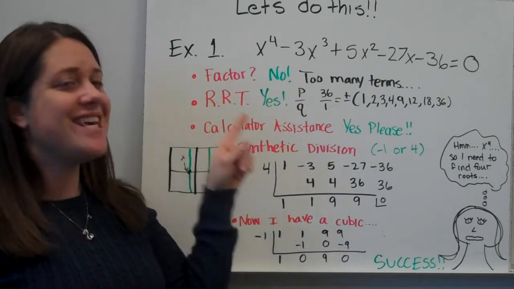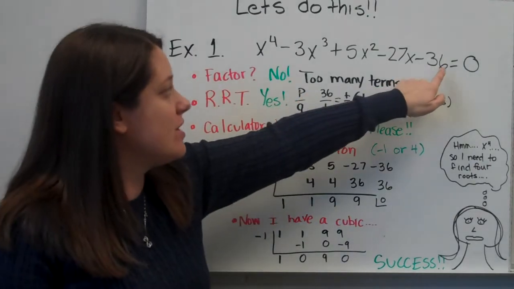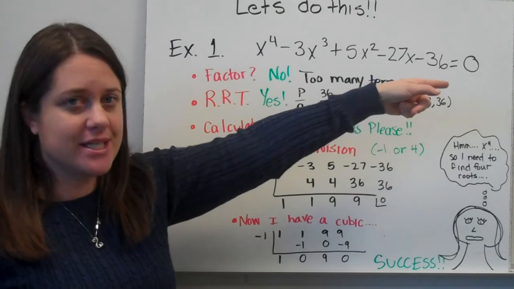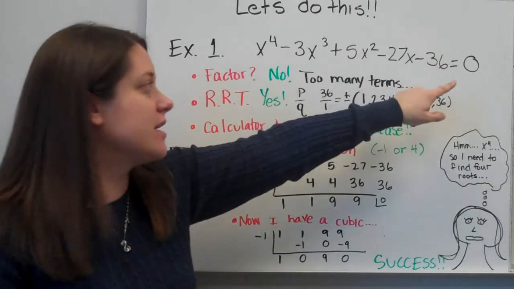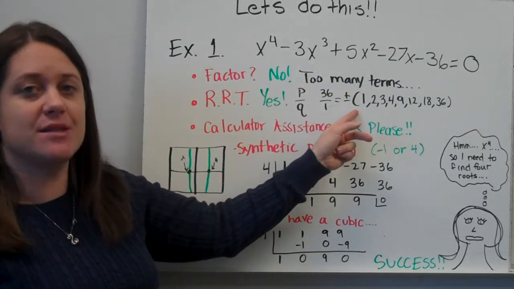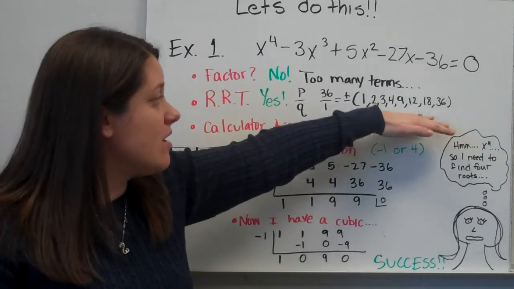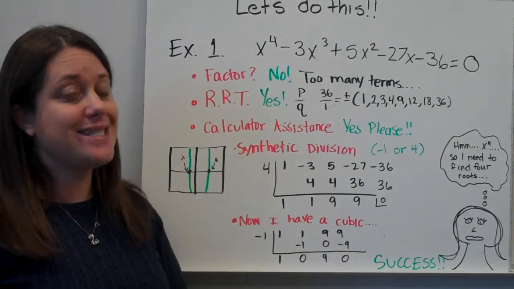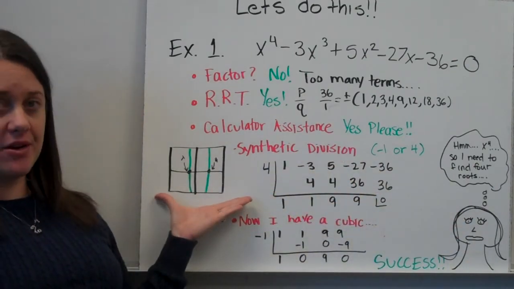Rational roots theorem, yes! So p over q, I've got 36. Doesn't really matter, 36, negative 36. You just need the constant. It's kind of irrelevant if it's positive or negative. Over 1. Okay, so I come up with my list of possible rational roots. Here they are, nice long list. Okay, so I have this long list. Calculator assistance, yes please. Here's my picture of what happened in the calculator.